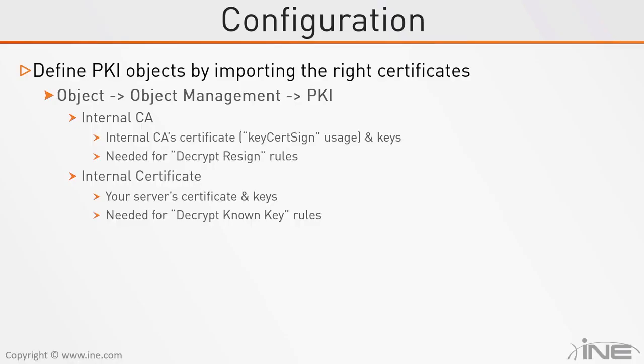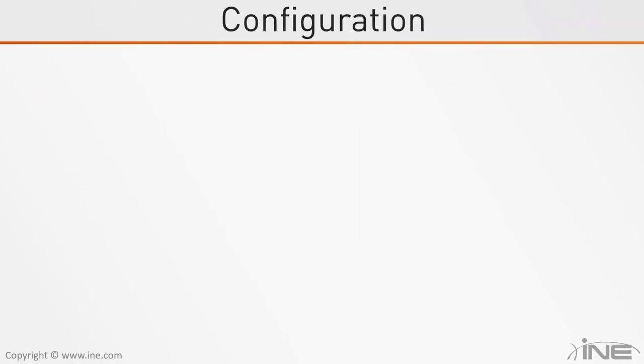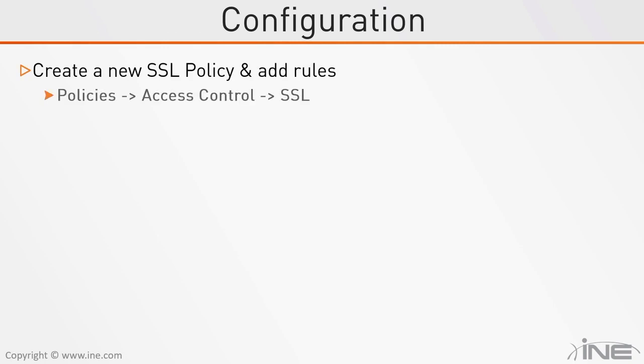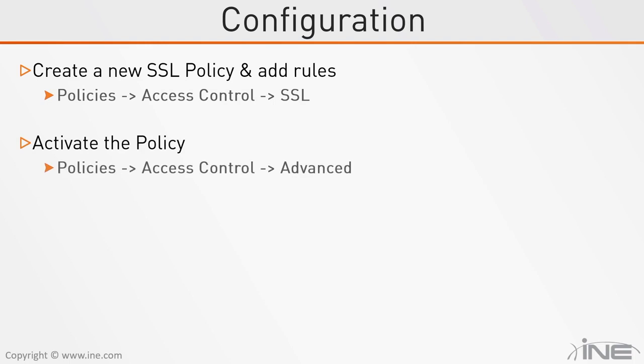Okay, moving on, the other two things that we will have to do. One of them, of course, is going to be to build and create a new SSL policy and populate it with some rules, at least one. And to finish this config, we will have to activate our SSL policy in the ACP. Let's take a look at this.